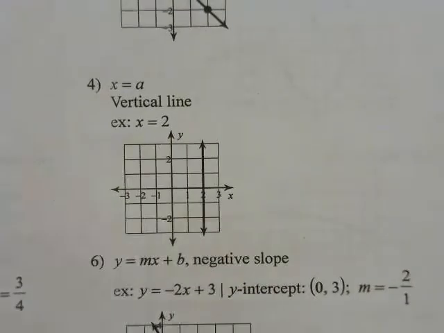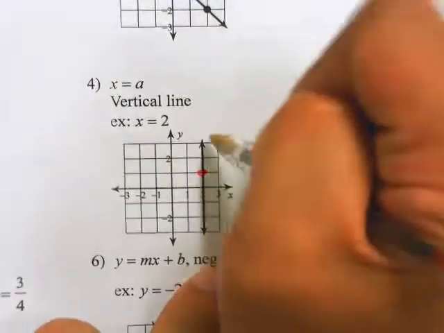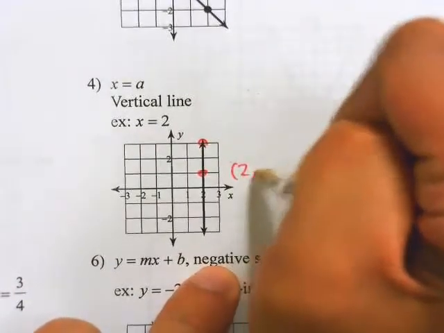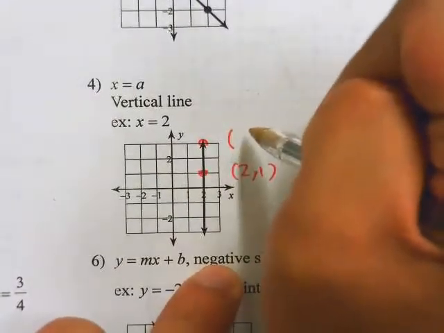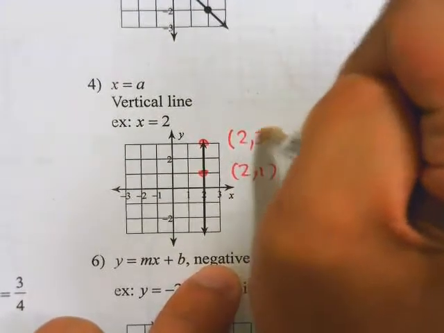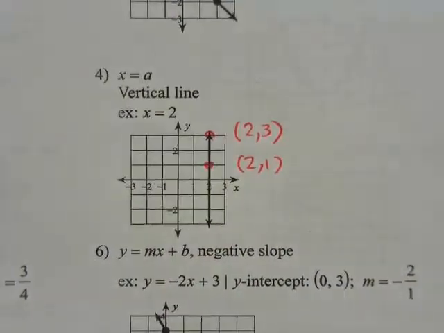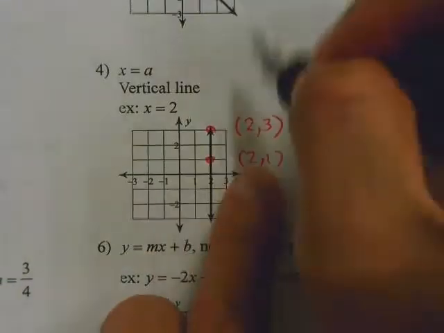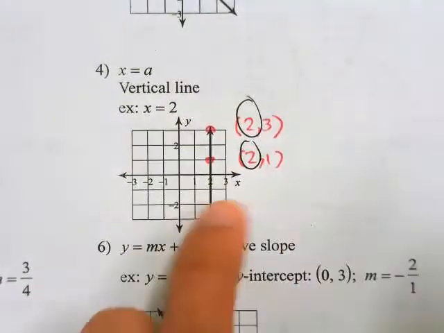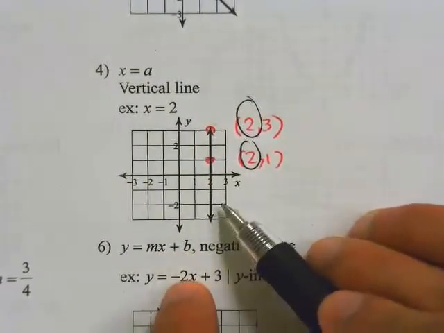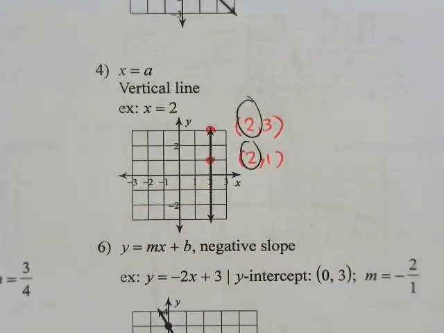As opposed to number 4, your vertical line, an equation for that is x equals a, whatever number it is, so x equals 2. Let's take a look at some of the values over here. This is 2, 1, and this is 2, 3. So take a look at the x values. All the x's are the same. When you connect all the dots, it makes a vertical line. So hence, x equals 2.